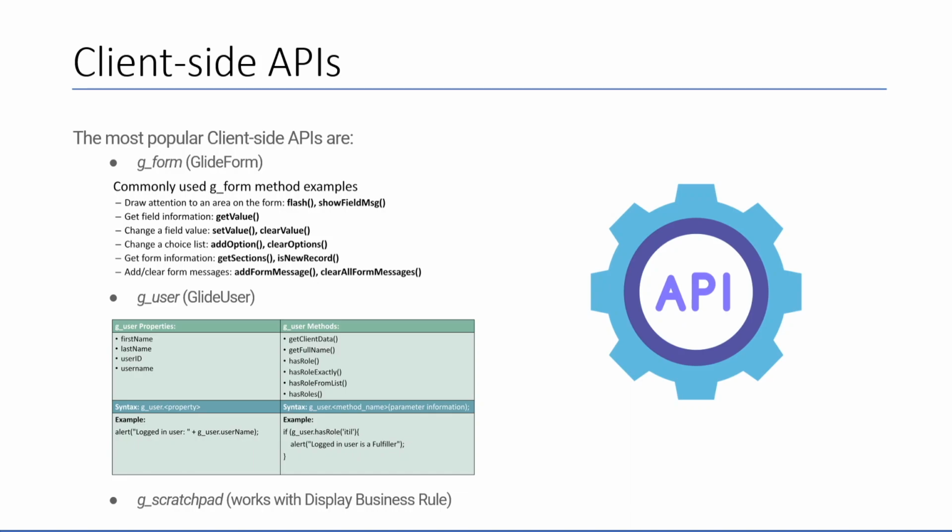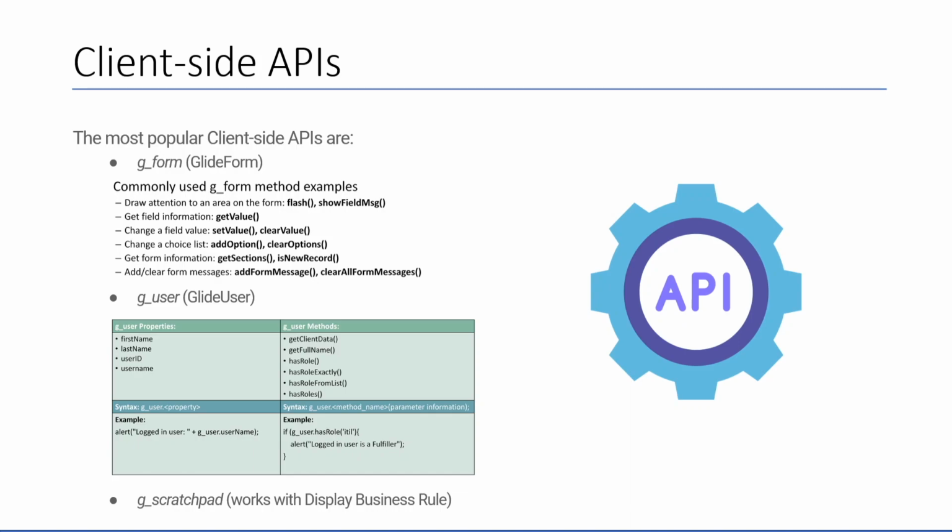The second one is gUser. This is an object whose properties contain session information about the currently logged in user and their roles. And there is also a third one, which is called gScratchpad. This is an object passed to a client script from a server-side script known as a display business rule.